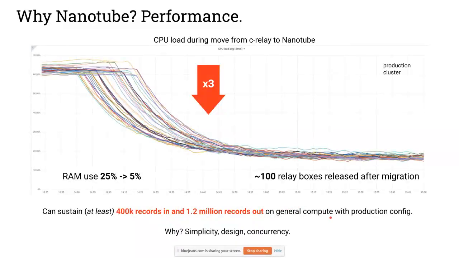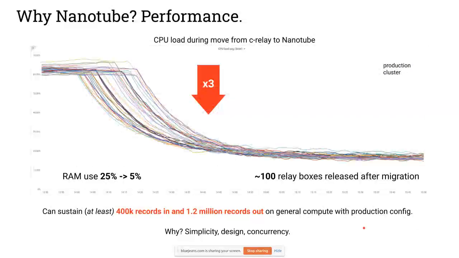So these terms are fairly fuzzy. General compute is a fairly fat server, and production config is quite a complex one. Our production configs are quite involved. On the simpler configs that have, say, around 10 routing rules or less, it can perform much better than this. So it can get 1 million records in fairly easily.